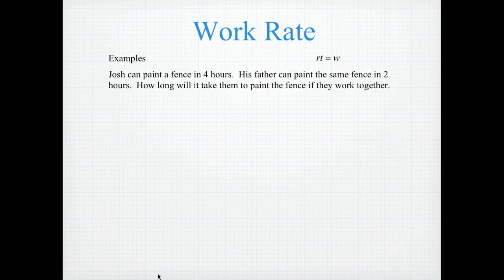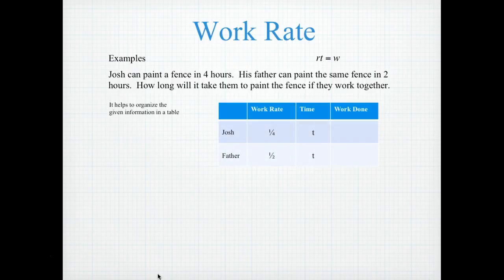For our example, Josh can paint a fence in 4 hours. His father can paint the same fence in 2 hours. How long will it take them if they work together? To help organize, we use a table. So Josh has a work rate of 1/4. Father has a work rate of 1/2. They're going to be working together for the same amount of time, so we assign T as that unit of measure. And we'll multiply straight across to represent the amount of work done, and Josh does T/4 of the job, while his dad does T/2.